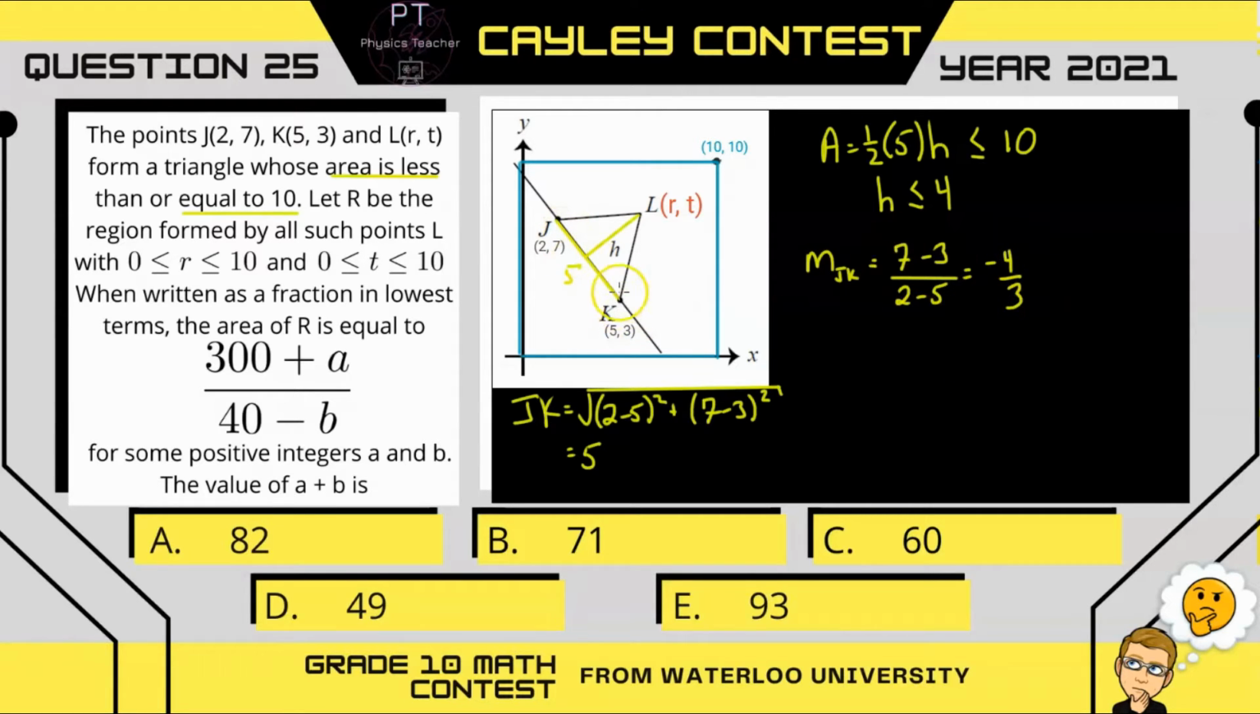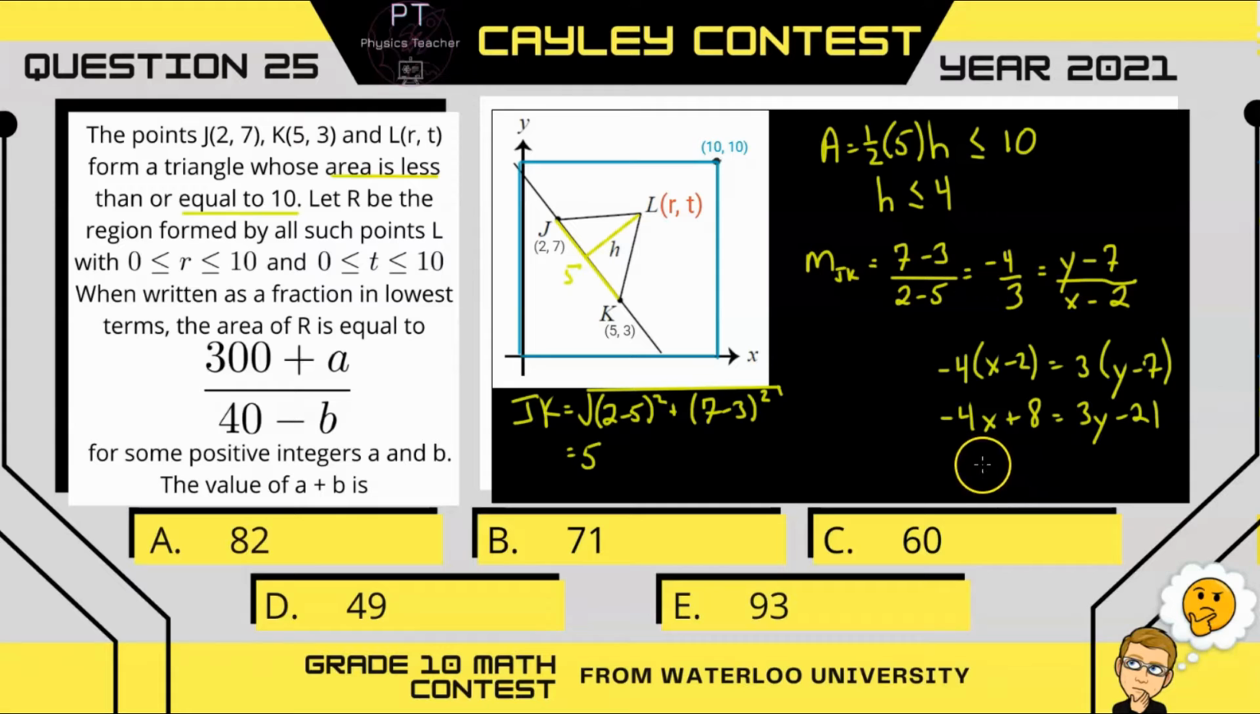We can use this slope and the points to figure out the equation of the line that connects J and K. Minus 4 over 3 equals y minus a known point, let's use J, so 7, over x minus that known coordinate 2. Rearranging, we get minus 4 times x minus 2, cross multiplying, equals 3 times y minus 7. Multiplying through, we have minus 4x plus 8 equals 3y minus 21. Rearranging into standard form, we get 4x plus 3y equals 29. So that's the equation of this line here.